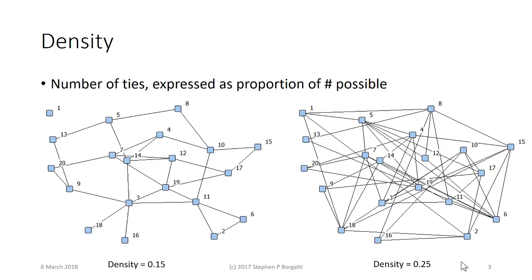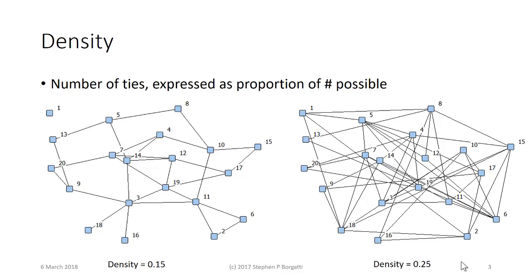And density is just the number of ties in the network. Because we might sometimes compare networks of different sizes, it makes sense to divide the number of ties by the number possible. Because in a bigger network, there are more people that could be tied. Unfortunately, that normalization really doesn't work very well.